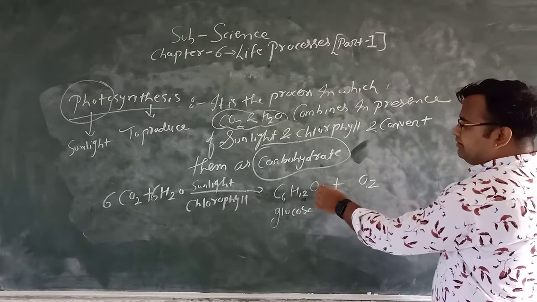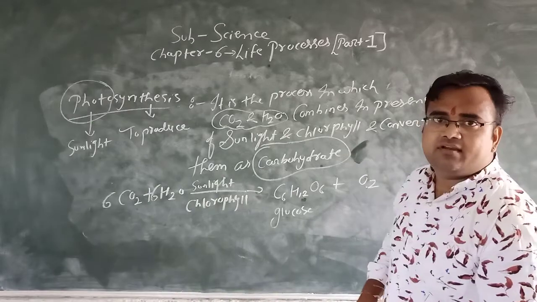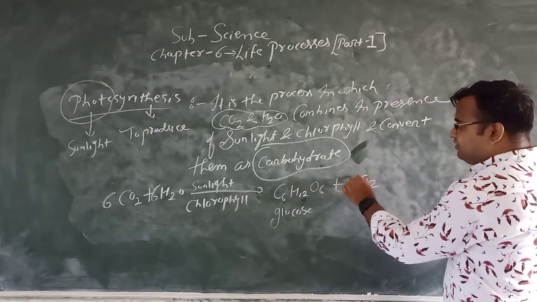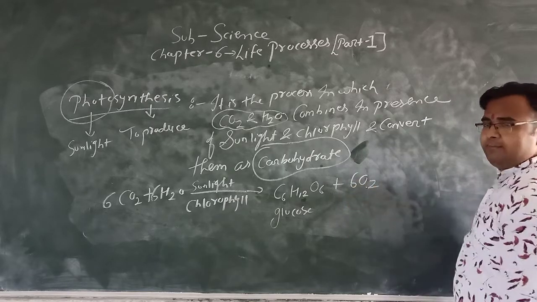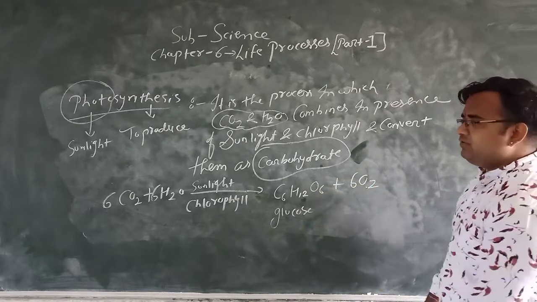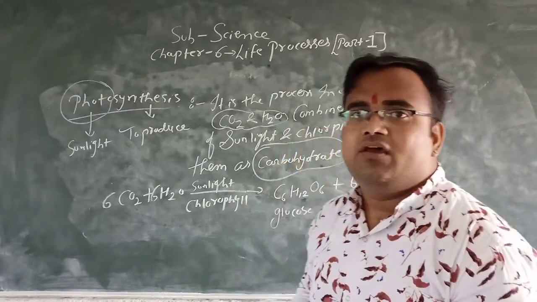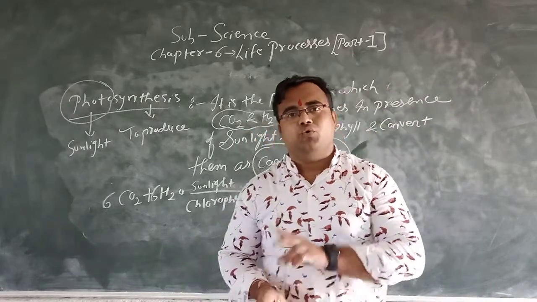Now see 6 oxygen and 2 oxygen. 8 oxygen is there. But we want 18. So if we multiply this oxygen by 6, now see 6 2s are 12 plus 6, 18 oxygen. That means the reaction is balanced.